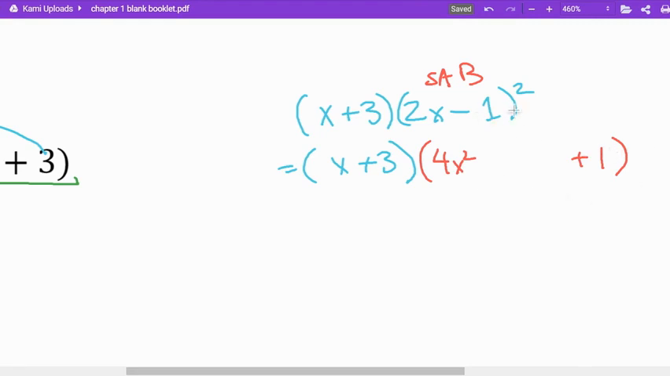You're racing. Come on. I'm not there yet. And then the middle term: multiply one term times the other and double it. So 2x times -1 doubled is minus 4x.